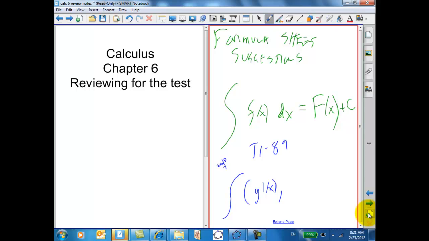But you need something else: comma x. It's almost exactly like what you have here. Now watch out though. The TI-89 forgets the plus c. You've got to remember that. When it does an antiderivative, it doesn't try to list the general solution. It gets just one of the solutions.